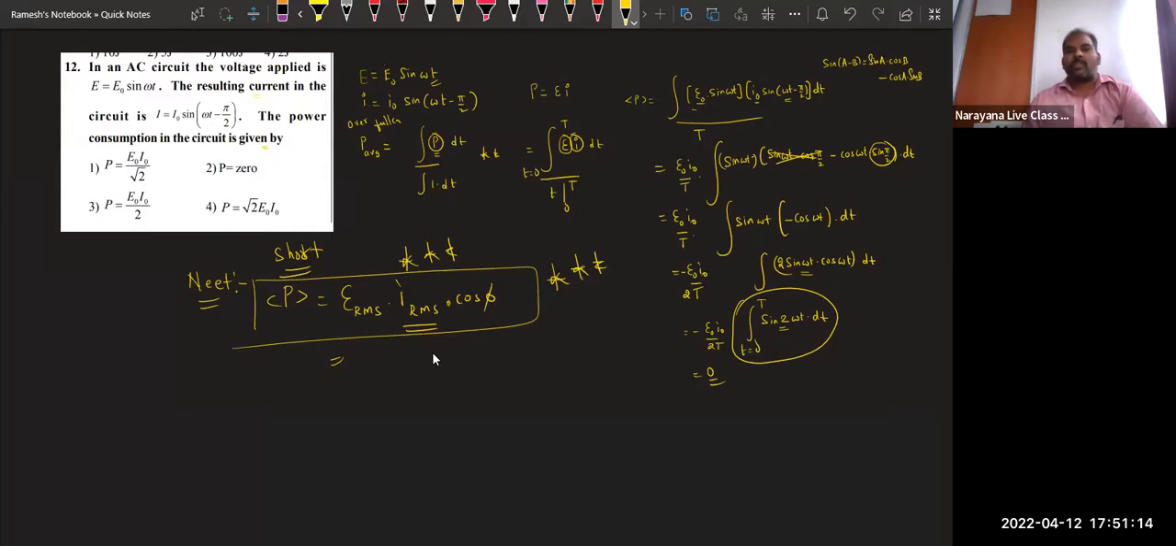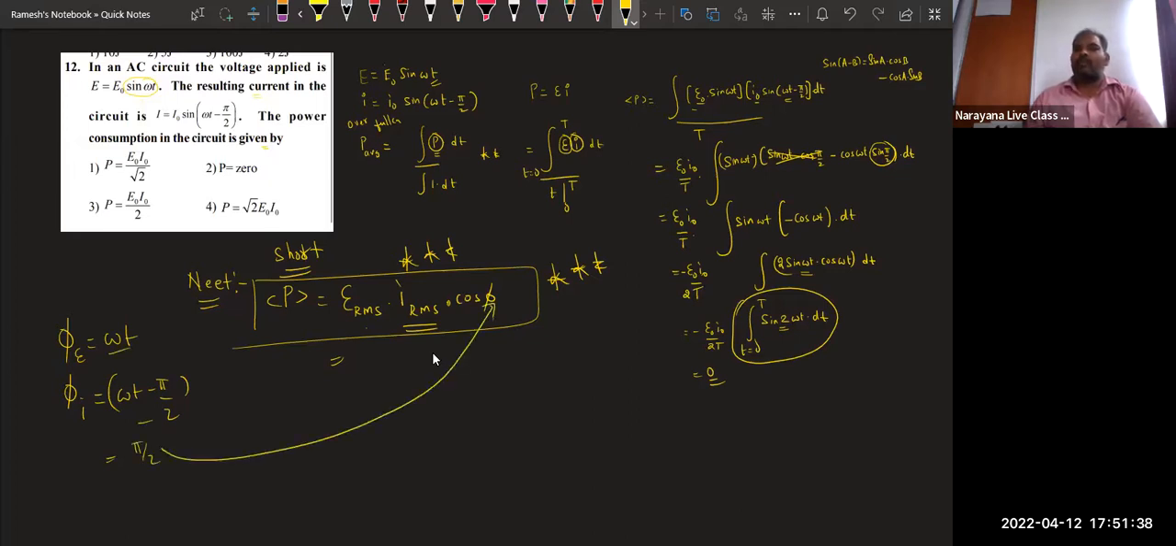Okay, sir. Then ERMS value how much? Phase difference between what? What is the phase of the EMF? What is the phase of the voltage? Omega t. What is the phase of the current? Omega t minus 90. What is the phase difference between them? This one minus this one, pi by 2. Substitute here the phase difference. Cosine 90 you will get. How much will that be? 0. In the exam, you have to do like this.